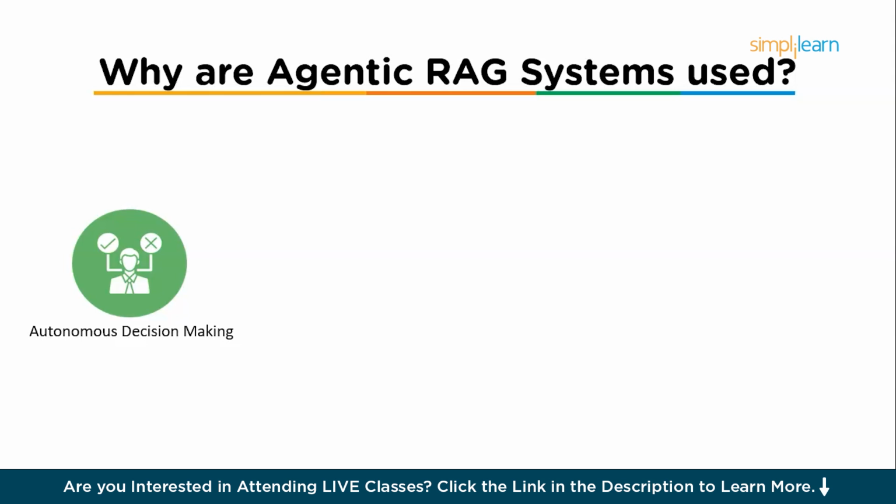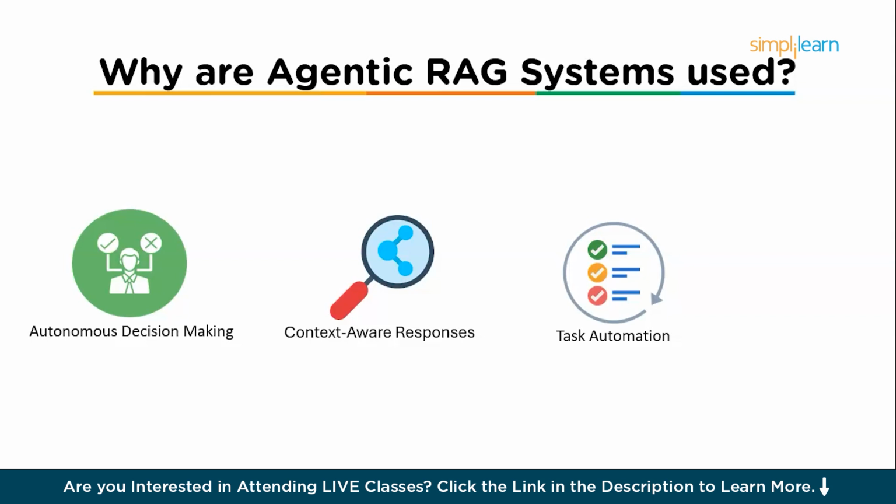Then we move on to the next. We have context-aware responses. By retrieving real-time information, agentic RAG systems can generate highly relevant, contextual, accurate, and up-to-date responses. Then third, we have task automation. These systems can perform a variety of tasks such as sending mails, scheduling meetings, or updating records based on the retrieved information, which can reduce the need for human intervention.